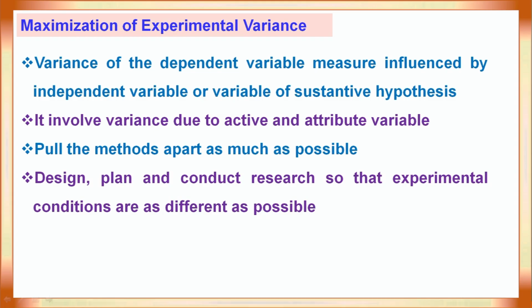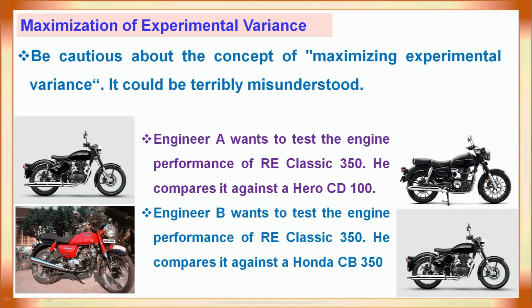You have to design, plan and conduct the research so that the experimental conditions are as different as possible. Then only will it get a chance to show its effect on the dependent variable. But when I say this maximization of the experimental variance, this term is sometimes widely misunderstood. You have to be very cautious about it. So, for your understanding, here I included a certain example. It will be very easy to understand.